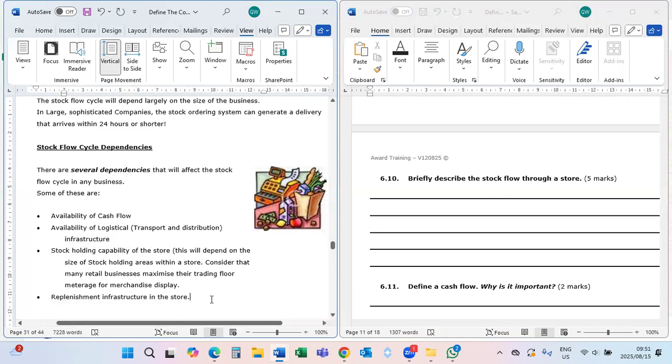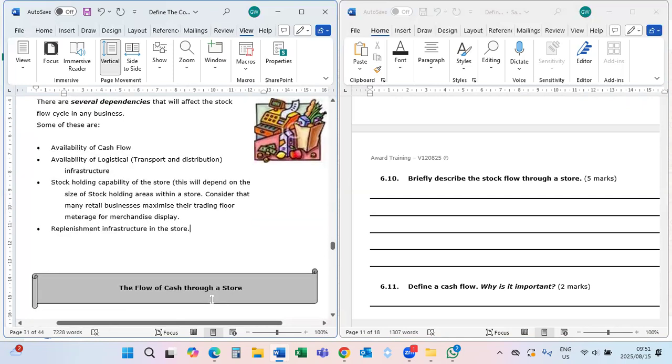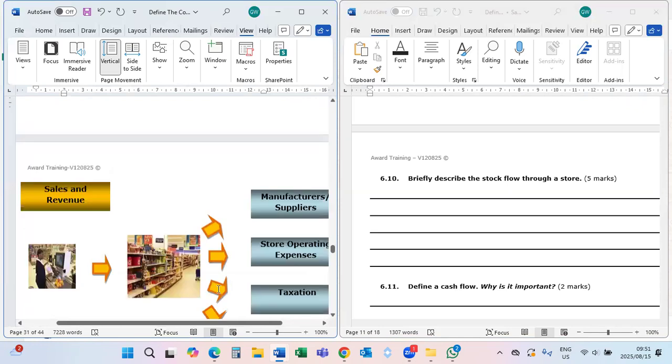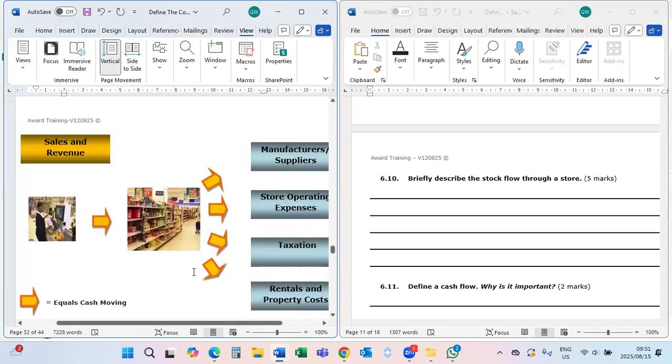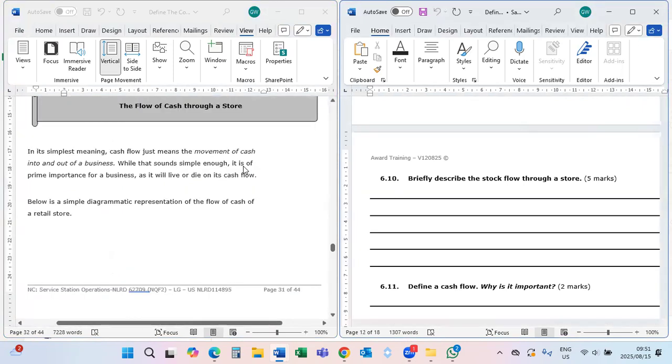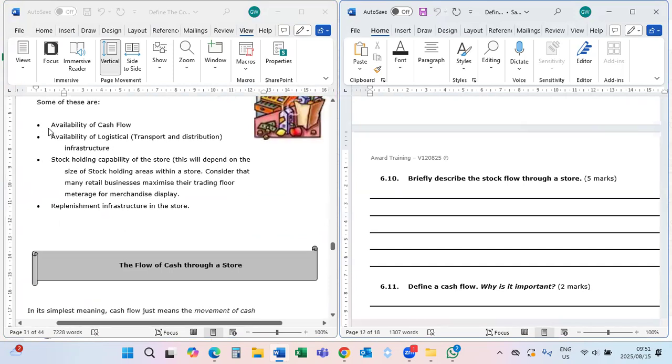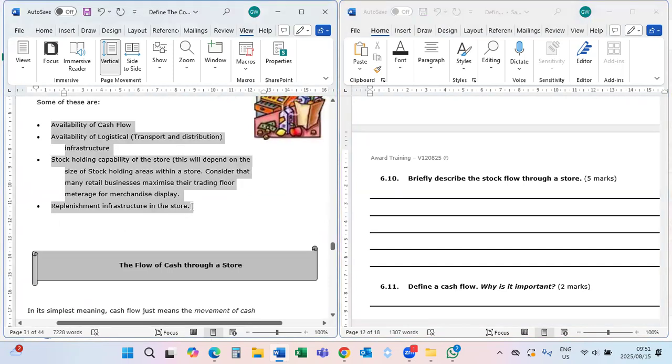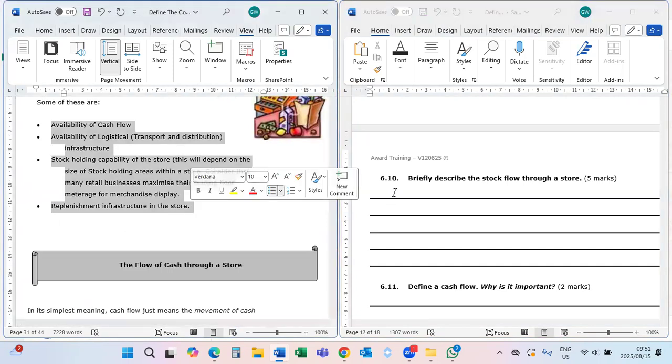Is it daily, weekly, or so there it is there. So you could also have a look at this and this table here, but it's just a brief description here that stock is dependent on pretty much these issues here. Okay, I'd like you to bring these issues in here. Those are the issues there for this question 6.10.